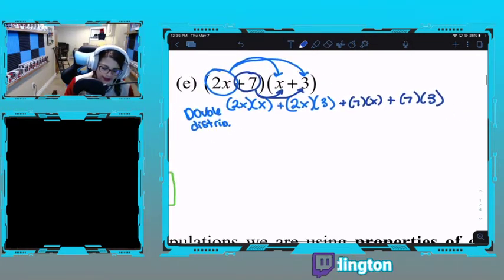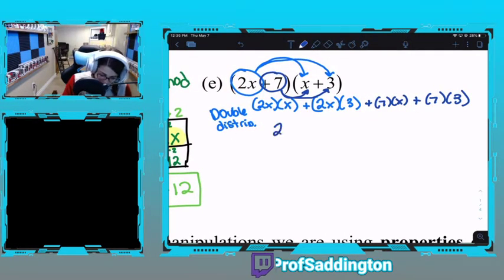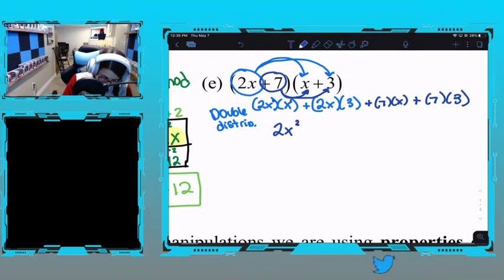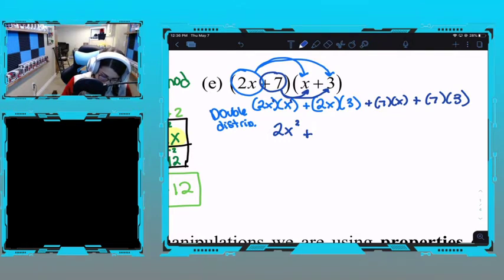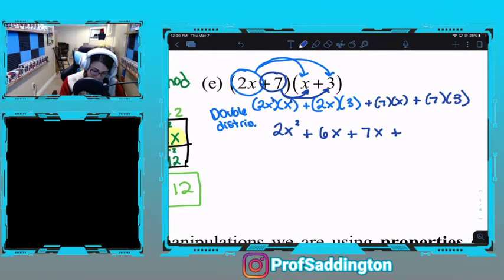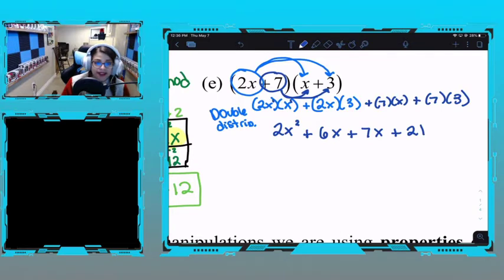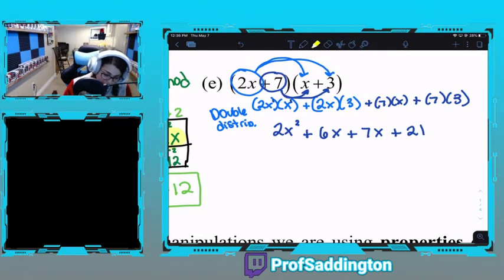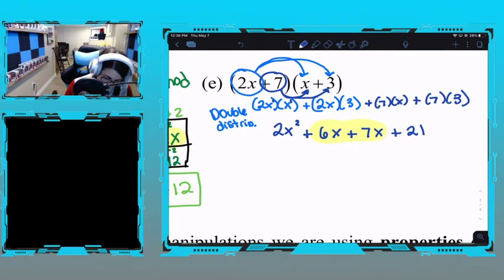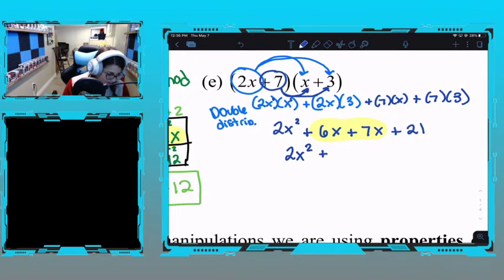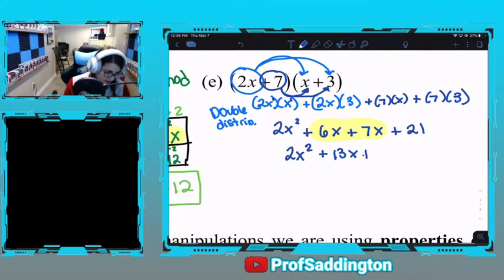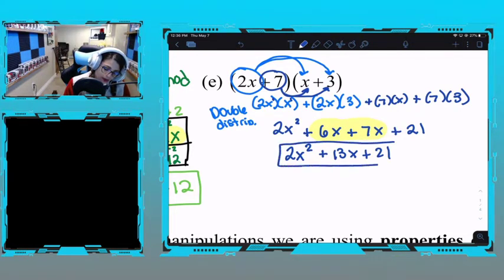So 2x times x is going to be 2x squared. Remember, you're adding those exponents. Plus 2x times 3 is 6x. Plus 7 times x is 7x. Plus 7 times 3 is 21. Then I have to see, do I have any like terms? And I do. The 6x and the 7x will combine. So we're left with 2x squared plus 13x plus 21.